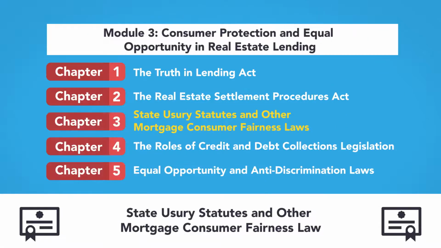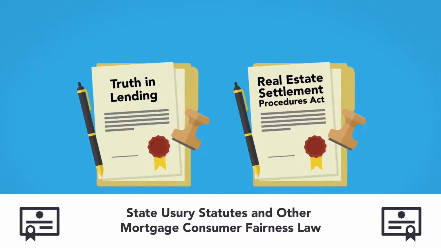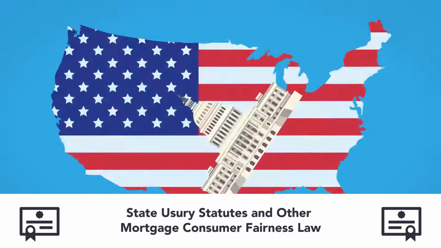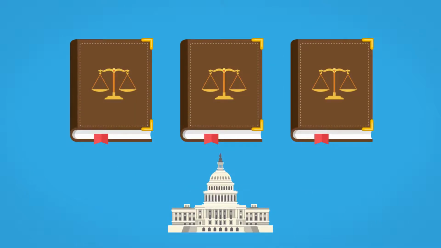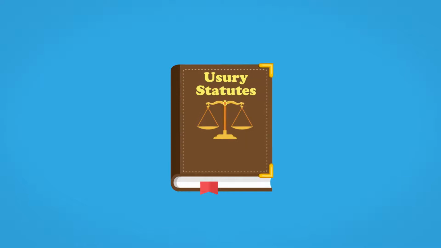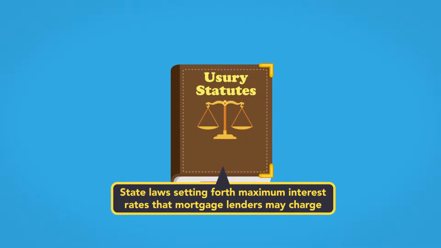State usury statutes and other mortgage consumer fairness laws. The Truth in Lending Act and RESPA laid the foundation for consumer protection and fairness in private mortgage lending. However, Congress and states have also passed other laws aimed at ensuring fairness and transparency in the mortgage lending process. Usury statutes are state laws setting forth the maximum interest rates that mortgage lenders may charge.